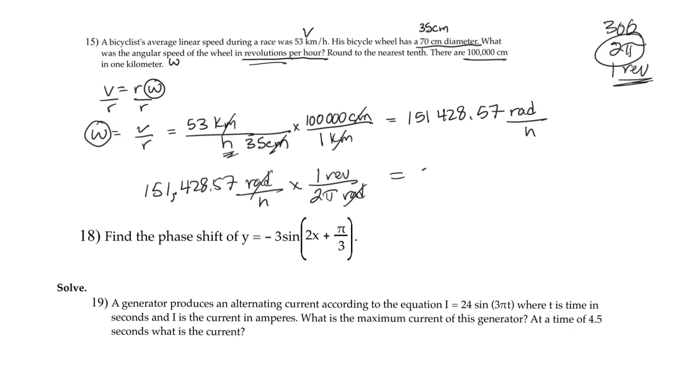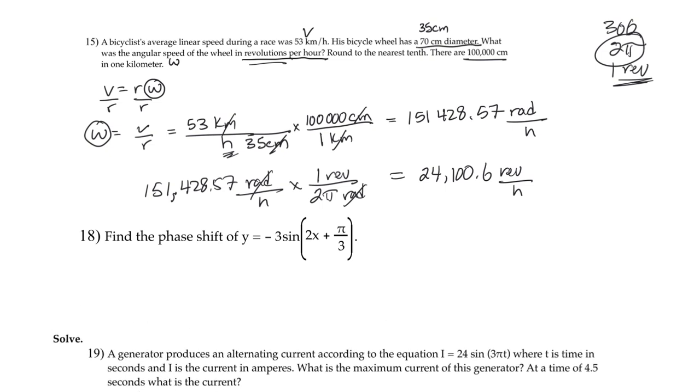Okay, so I come up with 24,100.6 revolutions every hour. All right, question number 18. They asked me to find the phase shift. So phase shift is how far it goes to the left or to the right. And it depends on how this stuff in the brackets looks.